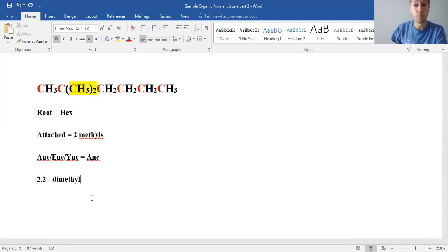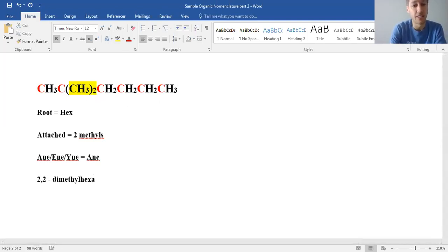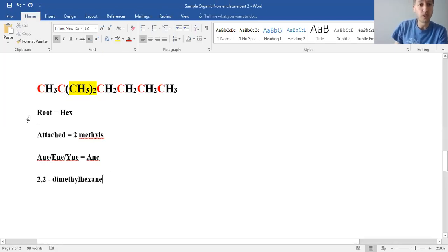2,2-dimethyl. We're specifying that on this second carbon, we have 2. This 2 is saying we have 2 branches coming off that, no different than when you say H2, where you have 2 hydrogens. We're saying we have 2 CH3s. Hexane. Now, let me real quick just put one more in here.